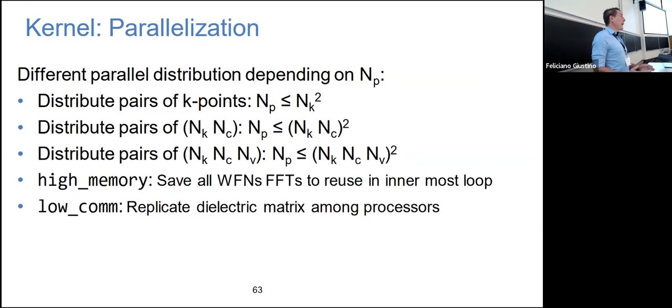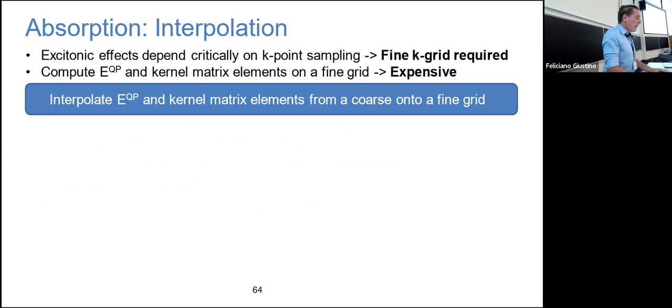What it's doing is to replicate the screened Coulomb interaction, if you want, on each of the MPI tasks, such that this doesn't need to be communicated among MPI tasks, and essentially the entire computation of the kernel's matrix elements becomes embarrassingly parallel. Now, absorption is executing this interpolation.